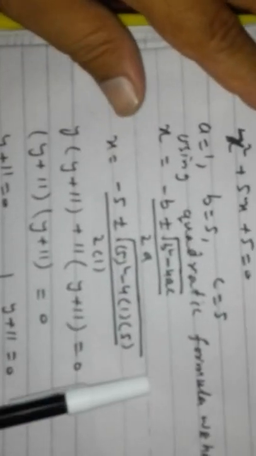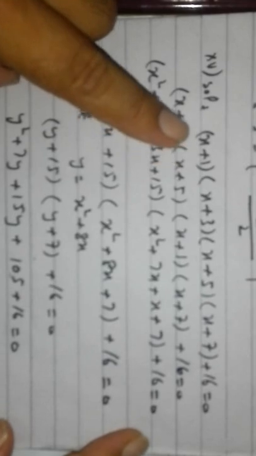Now apply quadratic formula. By applying quadratic formula, we will put here, look, the a value is 1, the b value is 5, and the c value is 5. Put these values, so we get x equal to minus 5 plus minus under root 25 minus 20 by 2. 25 minus 20, we get 5. This is the solution set.